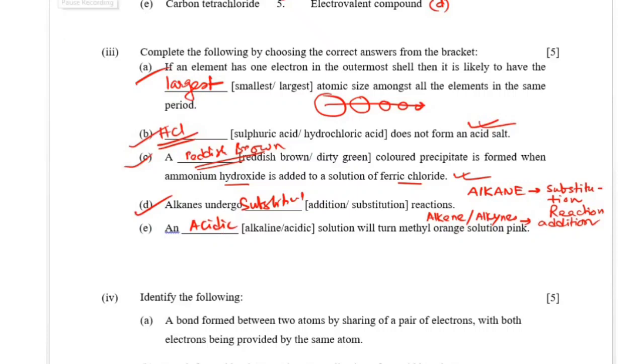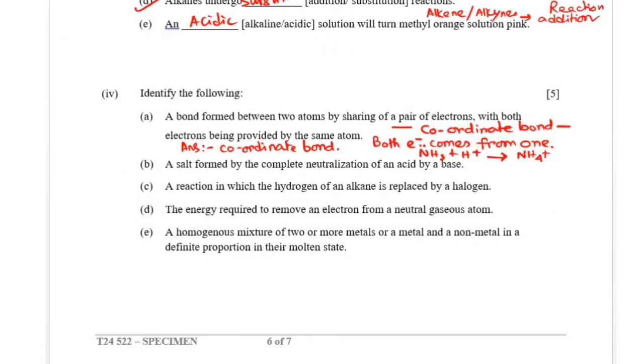Let's move to the last part. Identify the following. A bond formed between two atoms by sharing of a pair of electrons, with both electrons being provided by the same atom. That is a coordinate bond, because both electrons come from one atom. When two atoms each give electrons, it is a covalent bond, but when both electrons come from the same atom, that is a coordinate bond.